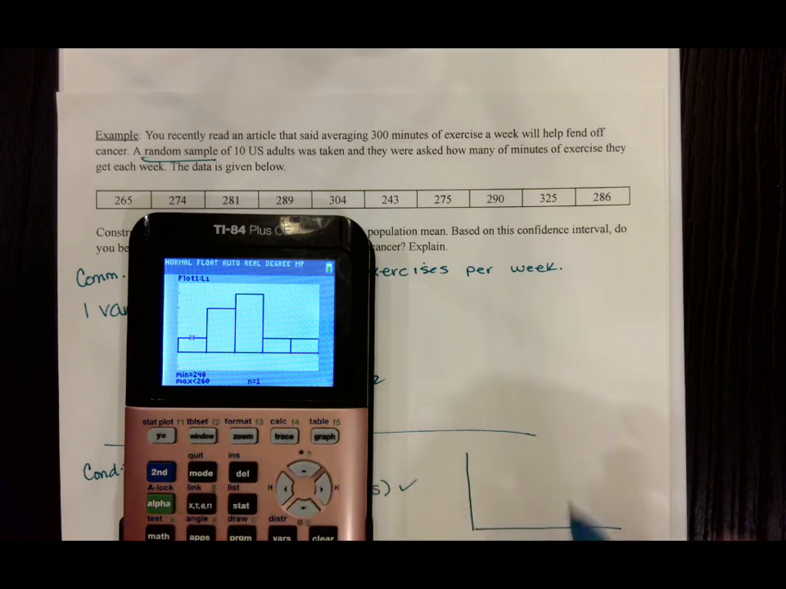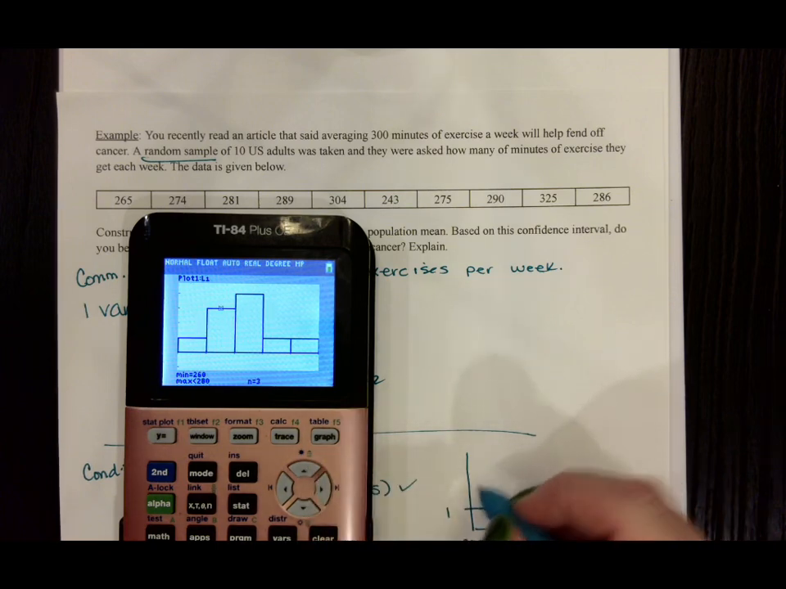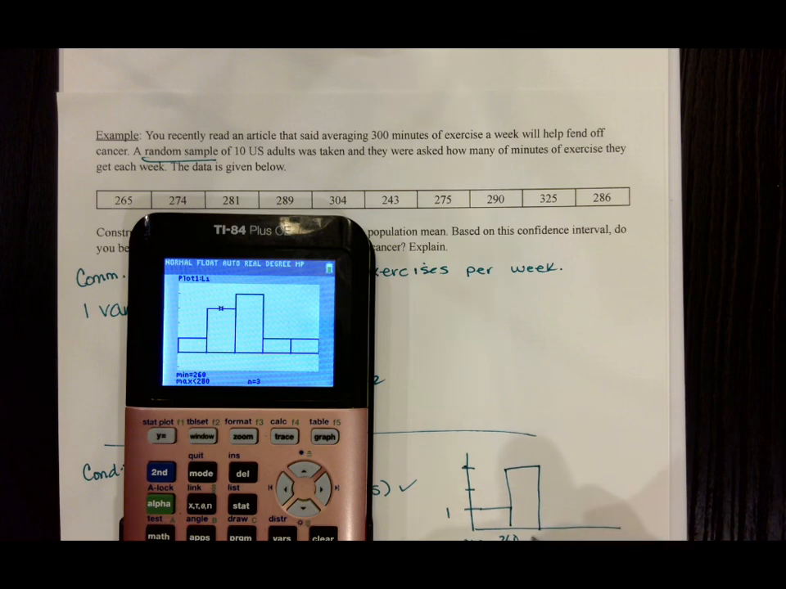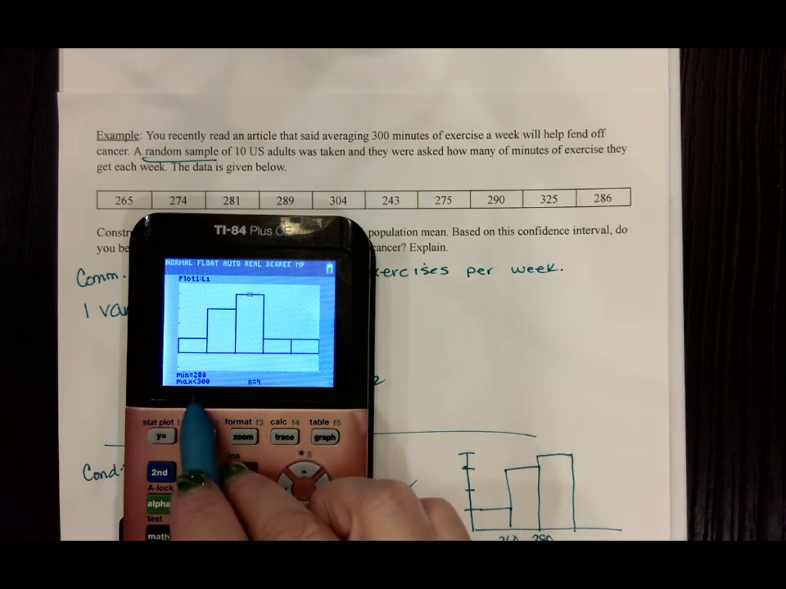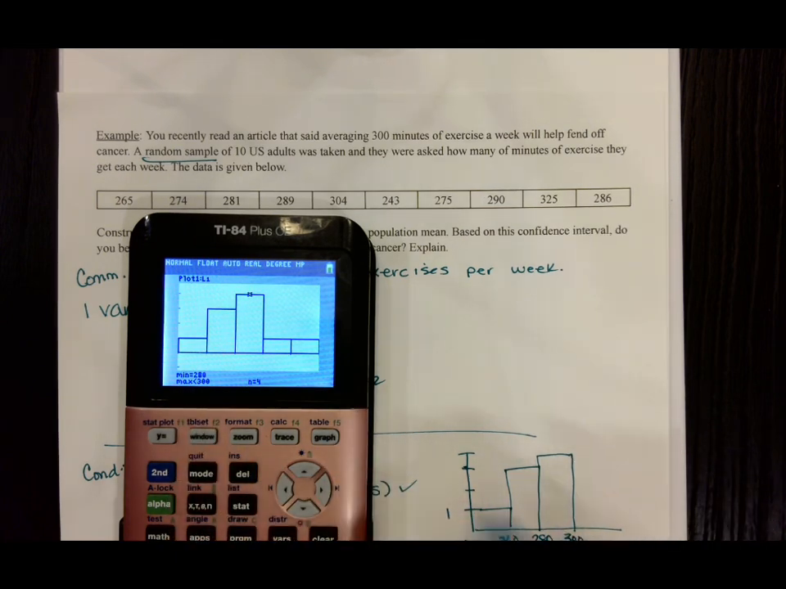So right now, I have this count of 1, and this bar is from 240 to 260. If I go over one more time, I have 3, from 260 to 280, and then I'm going to have 4, and that's 280 to 300. Hopefully you see where I'm getting these numbers. Then I have a value of 1 again and a value of 1 again, and this goes to 320 and then 340.